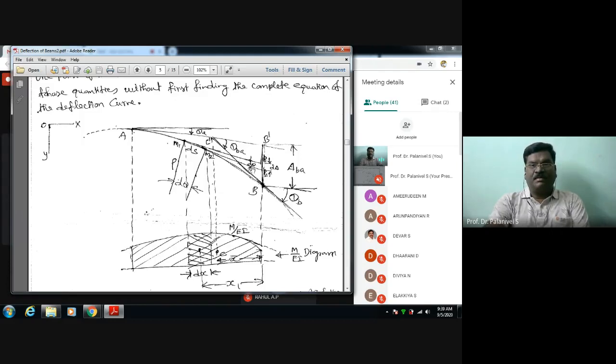So the angle between the perpendiculars is also d theta. This much information is sufficient. Now below we have this M by EI moment diagram.